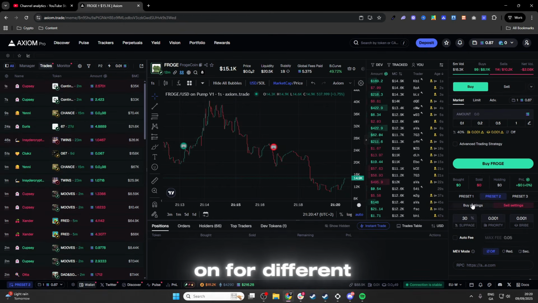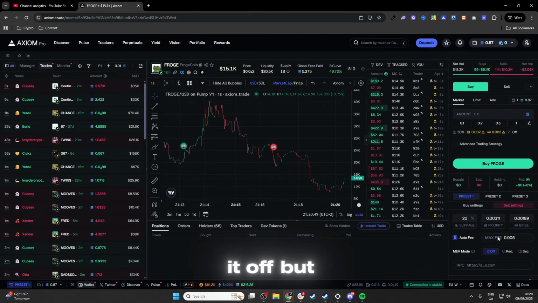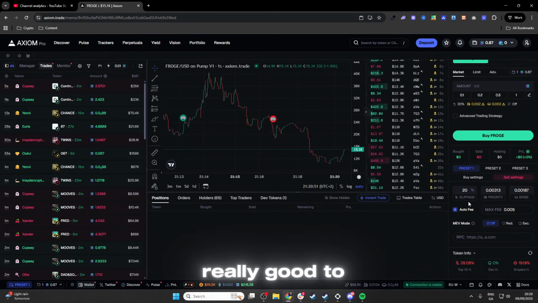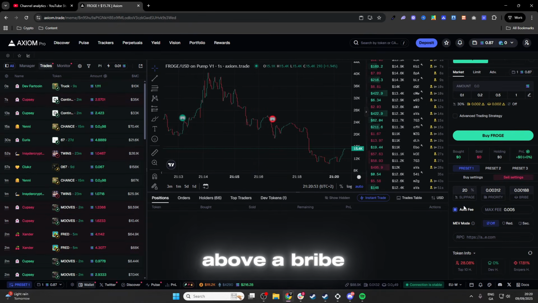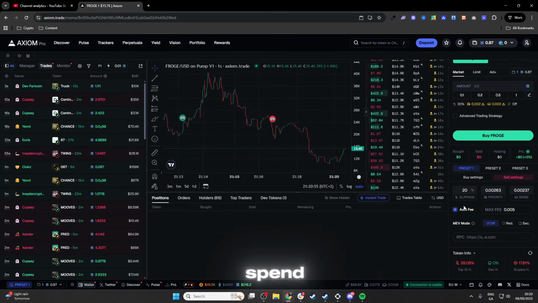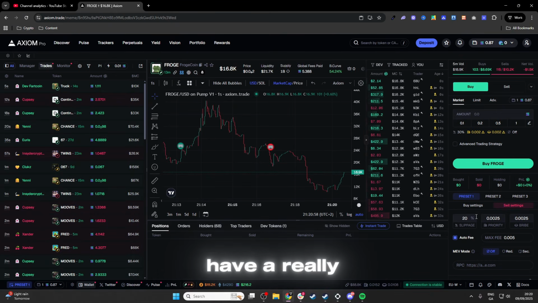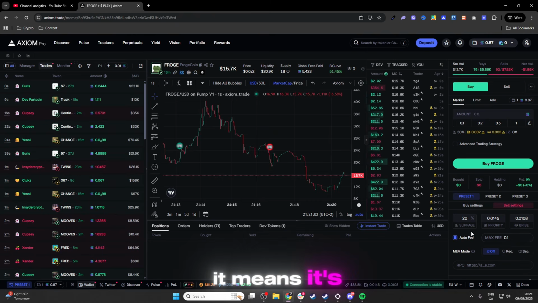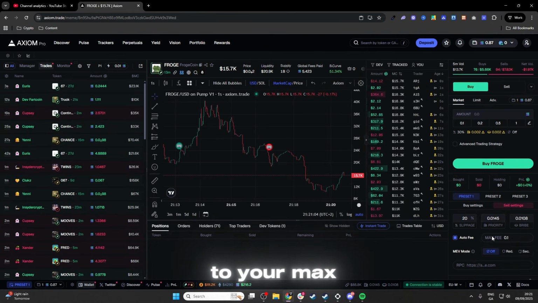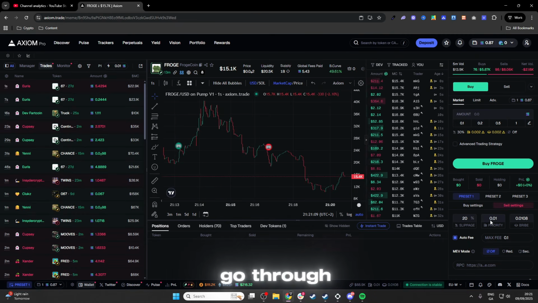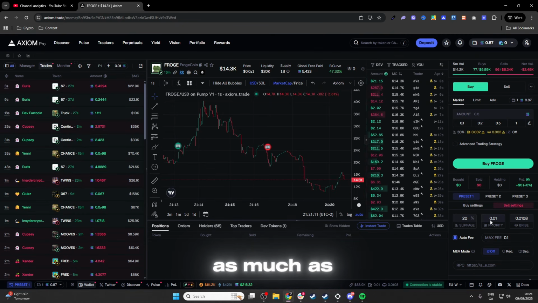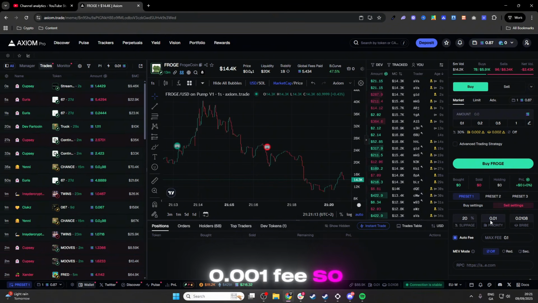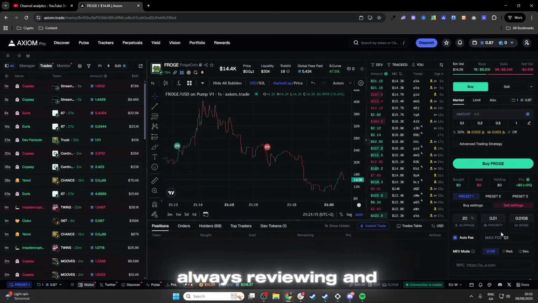So you can leave auto fee on for different presets. You can turn it off, but you can set a max fee. So it is really good to make sure that you don't go above a bribe or an amount that you want to spend. And that's super important when you have a really small portfolio, because if you set this to 0.1, it means it's going to spend close to your max fee. So this is way above what I had it set to. This trade will go through just as much as something with 0.001 fee. So make sure you're always reviewing and testing the fees that you're spending.